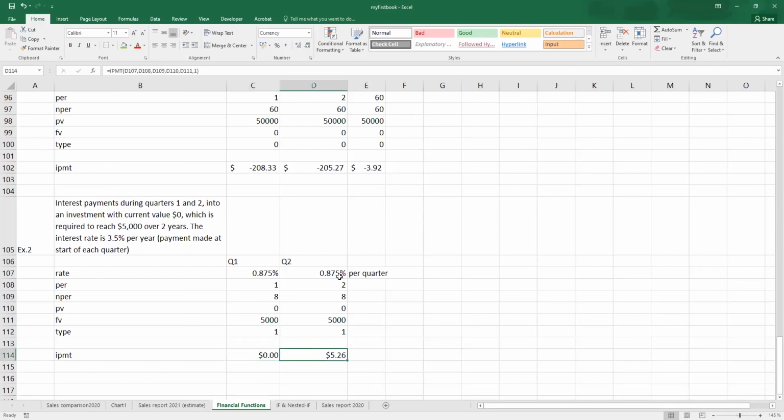Okay, and you can see that in quarter two it's positive 5.26. That means in this one Excel knows that this is saving or this is investment, so that's why it's a positive number, because each period you receive the interest. While the first example it's negative $208, that means you pay out the interest to the bank. So this is the difference in the symbol, positive and negative, for the interest.